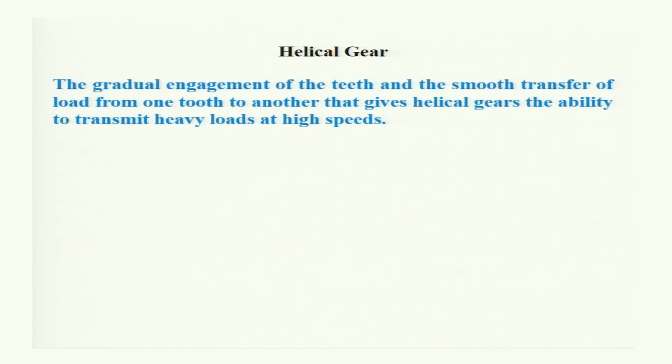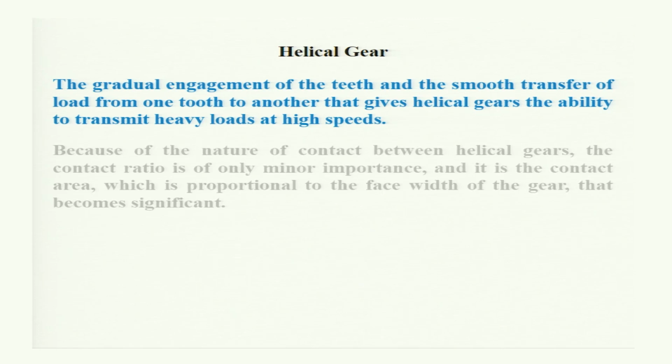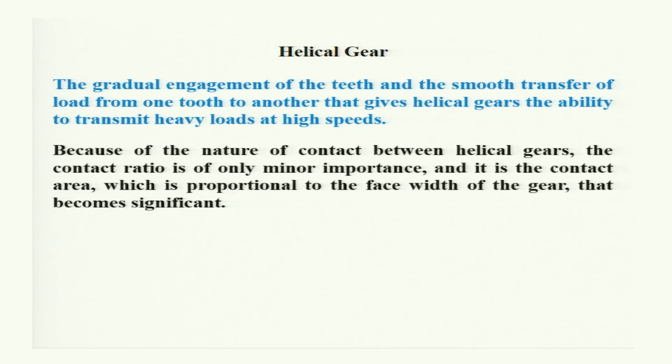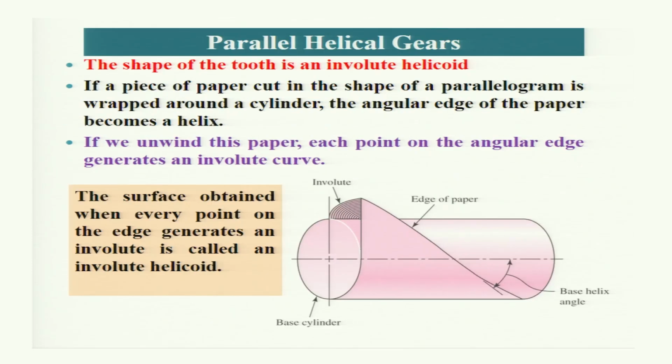The gradual engagement of the teeth and the smooth transfer of load from one tooth to another give the helical gear the ability to transmit heavy loads at high speeds. Because of the nature of contact between helical gears, the contact ratio is of only minor importance, and it is the contact area, which is proportional to the face width of the gear, that becomes significant. The shape of the tooth in the helical gear is involute helicoid.